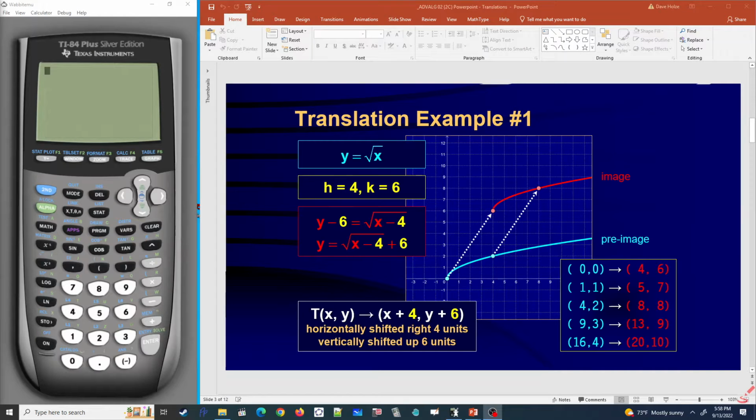In this video, I'm going to show you how to use the graphing calculator to see the image of your function and also check the points to see if they're actually the correct points. We'll begin by going to our graphing calculator.